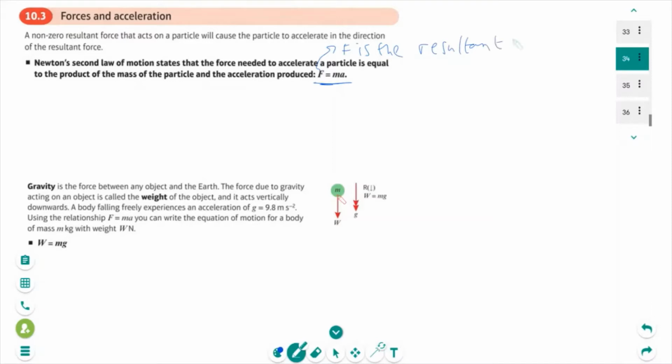So you'll be using that equation a lot. Resultant force equals mass times acceleration. That equation is called the equation of motion of a particle. It describes the motion of a particle, so it's called the equation of motion.